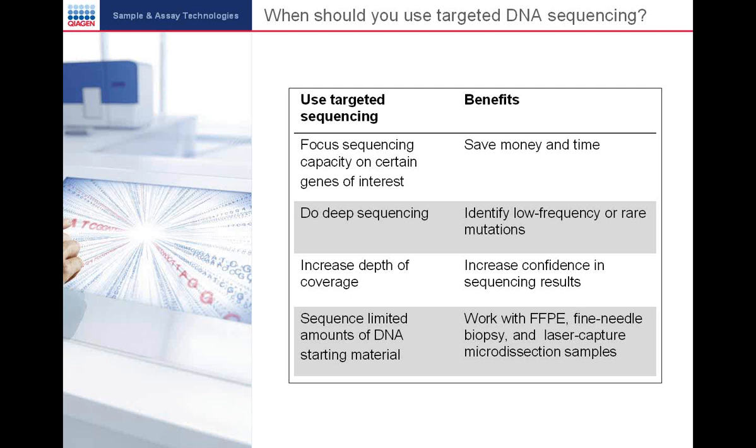And fourth, sequence limited amounts of DNA starting material, such as from FFPE samples, fine needle biopsies, and laser capture microdissection samples. Why is targeted DNA sequencing so good for FFPE samples? FFPE samples usually yield very limited amounts of DNA and low-quality DNA, which limits their capability to be sequenced. Targeted DNA sequencing, due to its lower requirement for DNA material, makes sequencing FFPE samples a possibility.